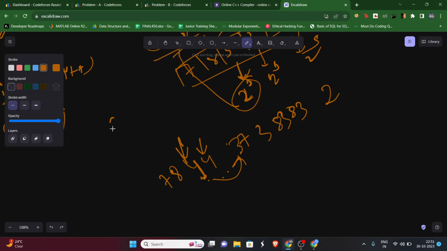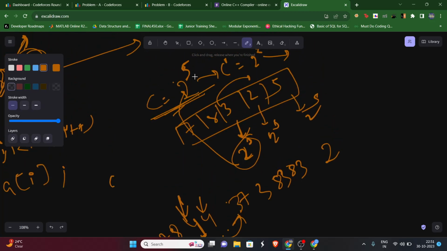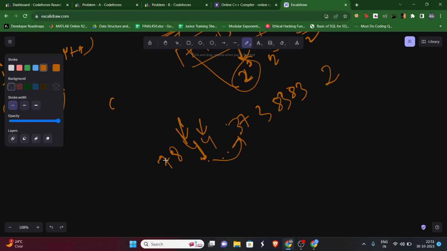So let's say, considering this example only, if c was 2 to the power 5 and we perform this first operation, will it affect it? No, that c will remain as it is. Will this 2 to the power 2 affect it? No. Will this 2 to the power 4 affect it? Yes. Now c will become something like this: 2 to the power 5 it was, right?